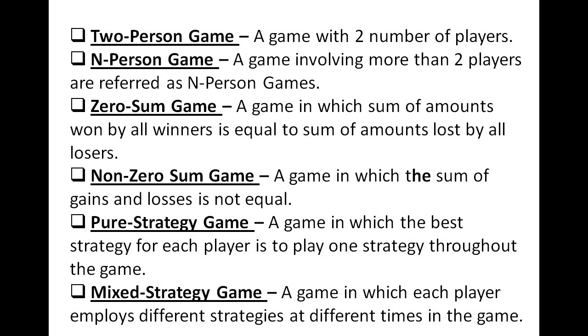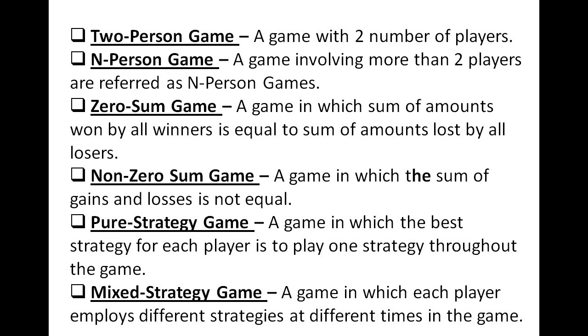Next is the zero-sum game. A zero-sum game is a game in which the sum of amounts won by all winners is equal to the sum of amounts lost by all losers. It is simple: the winning of one person is equal to the loss of another person. For example, A and B are two persons, between them a match was played and the winning prize of that match is 10,000 rupees.